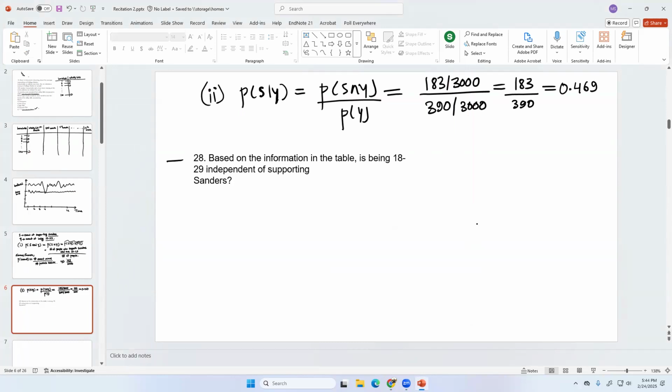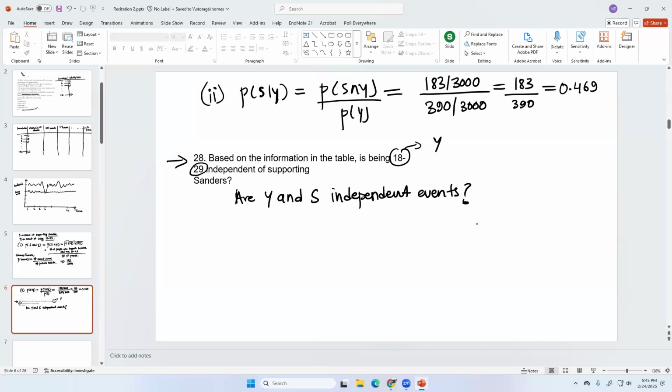How do you do this? Based on the information in the table, is being 18 to 29 independent of supporting Sanders? So what is this actually asking? Are Y and S independent events, right? Because this event, 18 to 29, is your Y, and supporting Sanders is your S, right? So saying, are these two events independent or not?